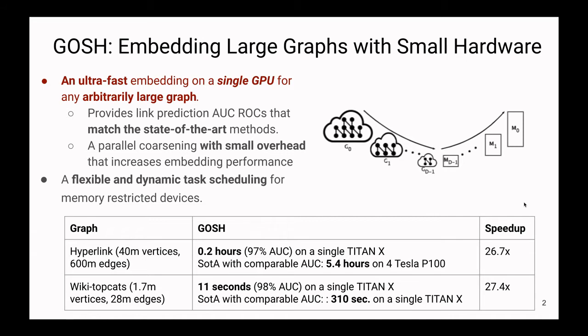Gosh provides ultra-fast embeddings on a single GPU for any arbitrarily large graph. It is ultra-fast thanks to a parallel novel coarsening algorithm, which has a small overhead. Gosh's flexible and dynamic task scheduling for memory-restricting devices enables Gosh to embed any arbitrarily large graph, as stated before. Below, you can see a comparison between the state-of-the-art algorithms and Gosh. Gosh is able to provide comparable AUC or ROC scores while being 26 to 27 times faster than the state-of-the-art.